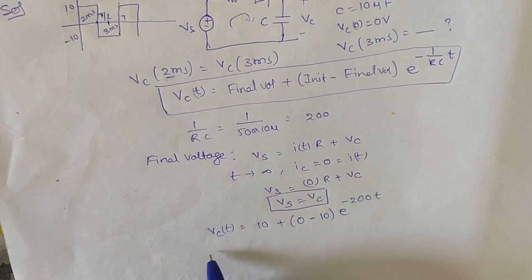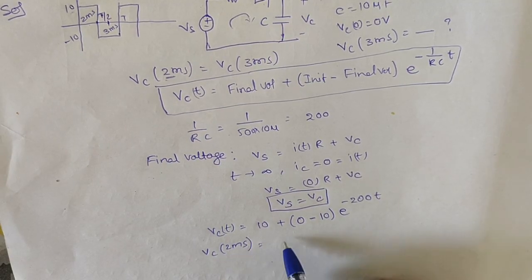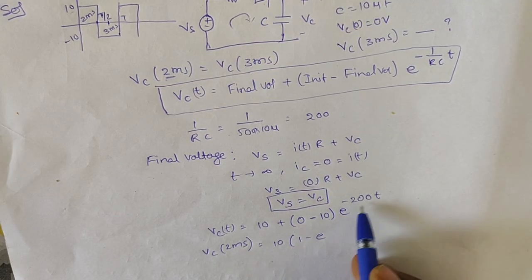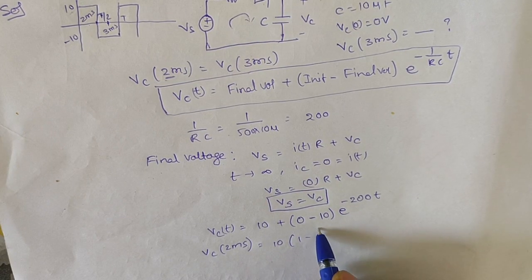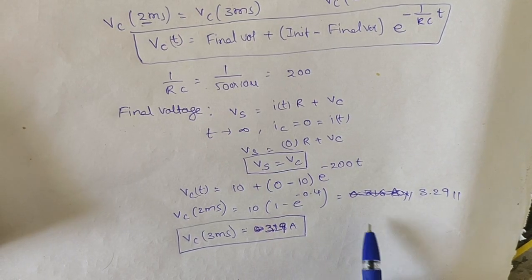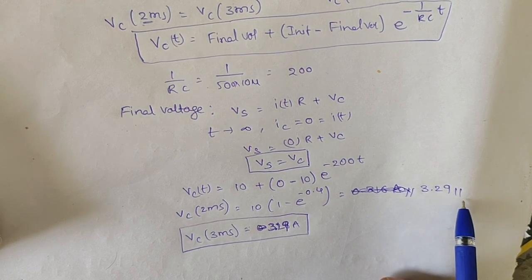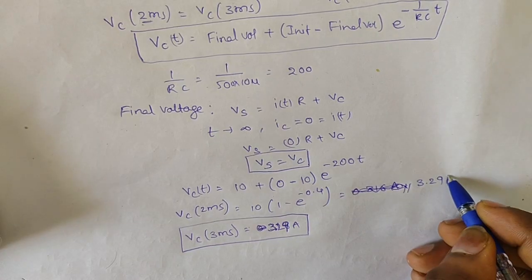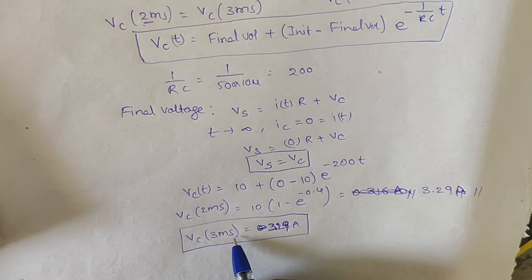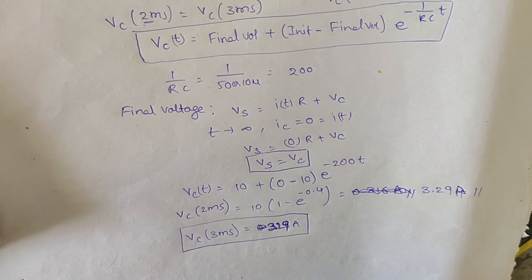So now we find Vc at 2 milliseconds, that is 10 into (1 minus e power minus 200 into 2 milliseconds), that is minus 0.4. Sorry, the value will be 3.29 volts. So Vc at 3 milliseconds will be 3.29 volts.